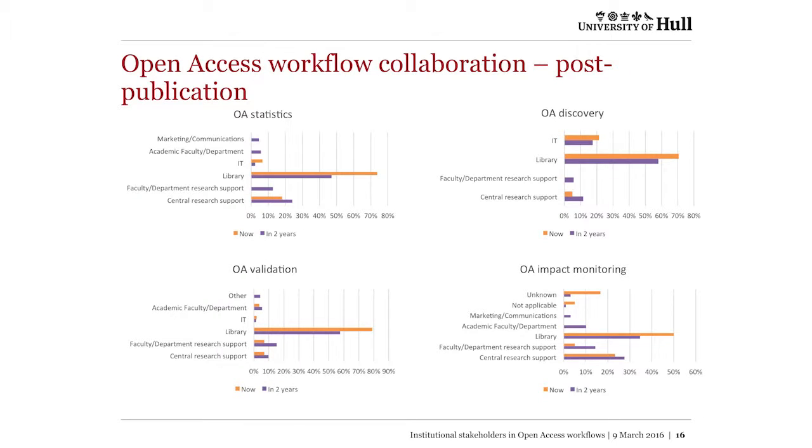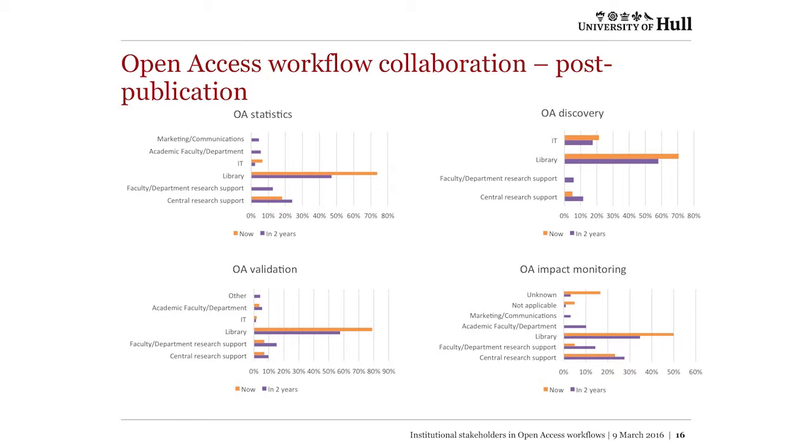So again, graphs highlighting this. In terms of statistics gathering, looking at those four areas of post-publication activity, in terms of gathering open access statistics, the purple bars are the ones where we're looking at two years' time. So more activity for other parts of the institution, less in the library. Open access discovery, actually making sure that open access articles are discovered properly through the routes through which we wish to expose them.